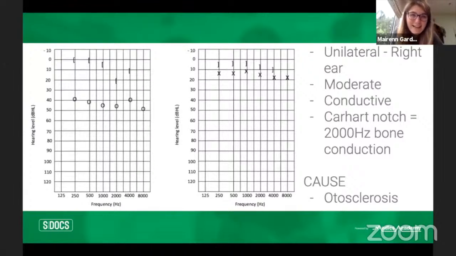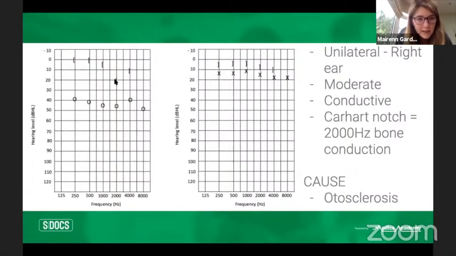Going on to the next case. So this one, the bone conduction, as you can see here, is normal. So within the 0 to 20 range. However, the air conduction in the right ear is abnormal. So this will be a conductive hearing loss. Because the hearing loss here is between about 40 and 50 decibels, this suggests that it's moderate hearing loss. It's only unilateral, which is important to note.